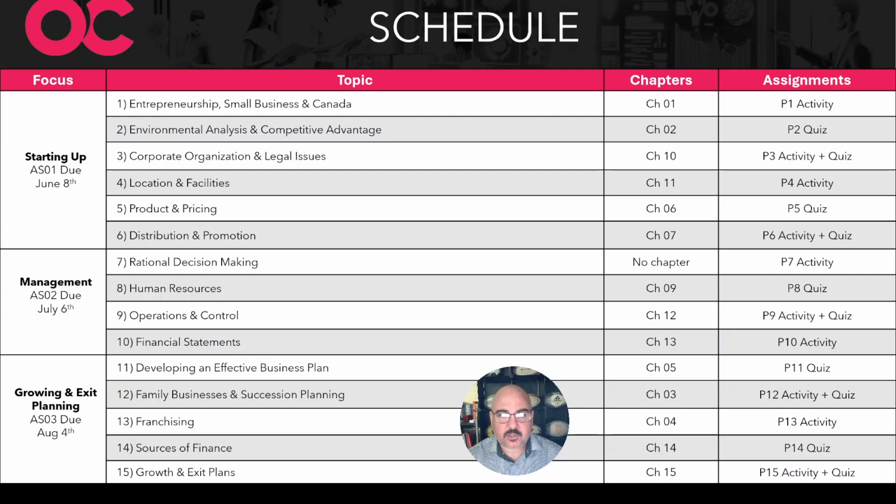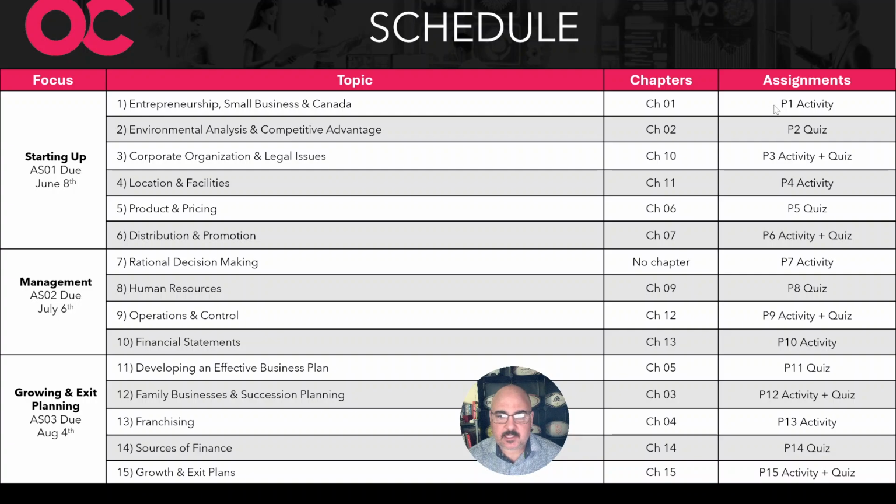You can see in the first focus area starting up, we've got 6 different areas, 6 different parts: entrepreneurship, analysis, organization, location, product and pricing, and distribution and promotion. Each of these are connected to a specific chapter from the book. So you'll need to read those chapters for each of those parts, and then each of them has an assignment.